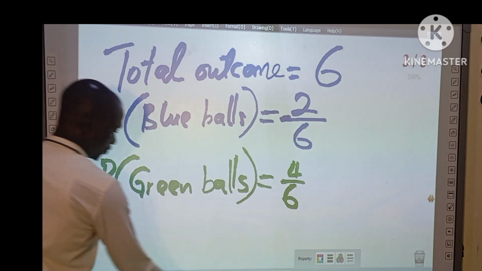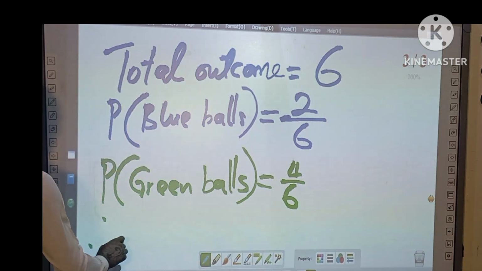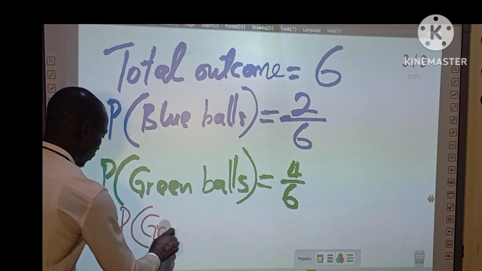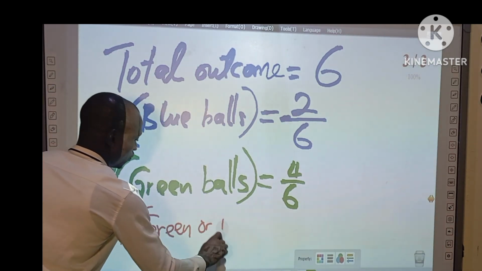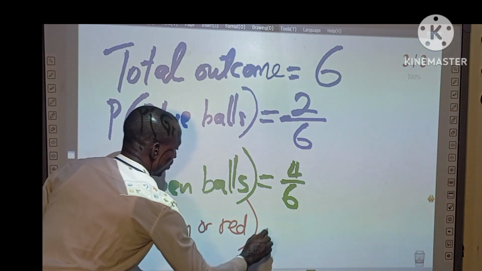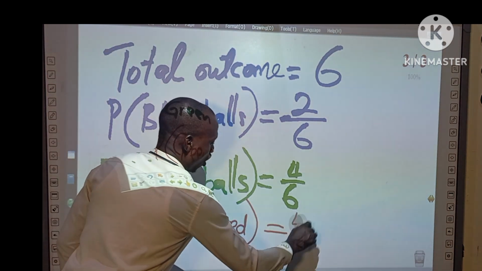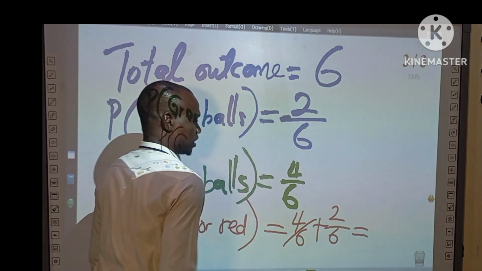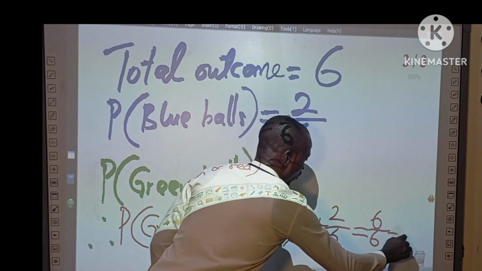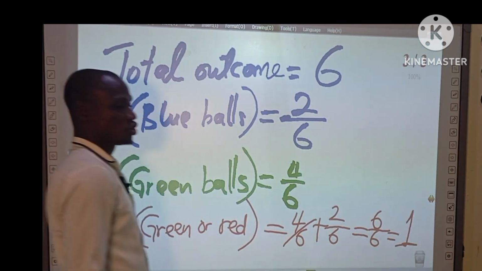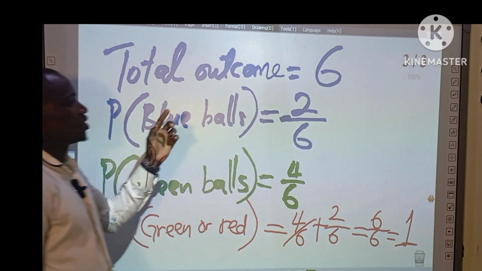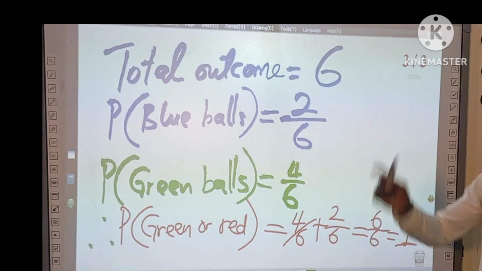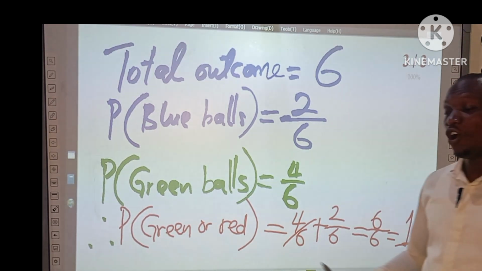Therefore, probability of green or blue will be equal to 4 over 6 plus 2 over 6, which is the same thing as 6 over 6, which is equal to what? 1. So the probability of picking either a blue ball or a green ball will be equal to 1. That means it is certain that we must pick either a blue or a green.